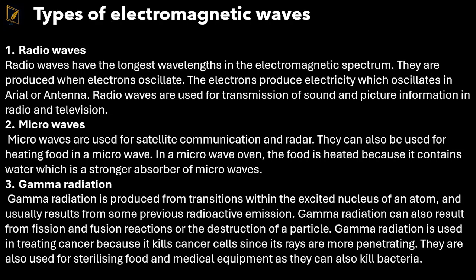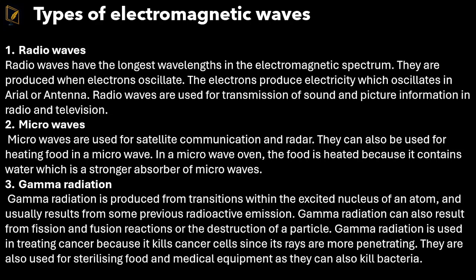We are familiar with the microwave oven, whereas the microwaves are used for satellite communication and radar communications. They can also be used for heating food in a microwave. In a microwave oven, the food is heated because it contains water, which is a stronger absorber of the microwaves. So you observe that these microwaves are also thermal waves. What are thermal waves? They are the ones which emit heat energy as they travel. We will discuss the other one later on.